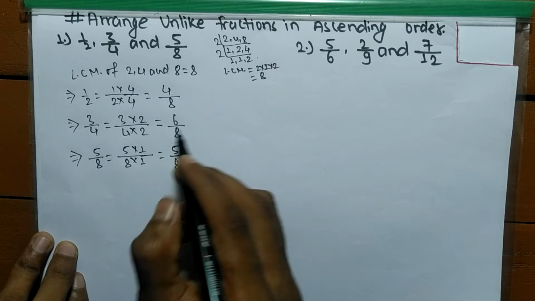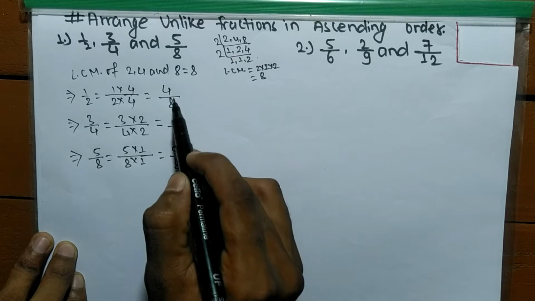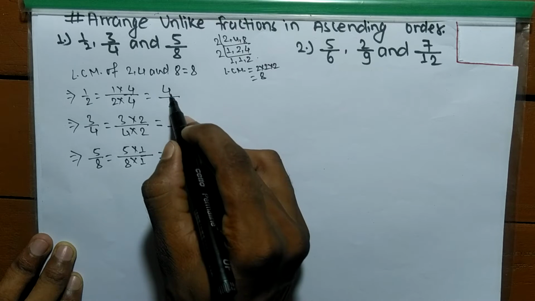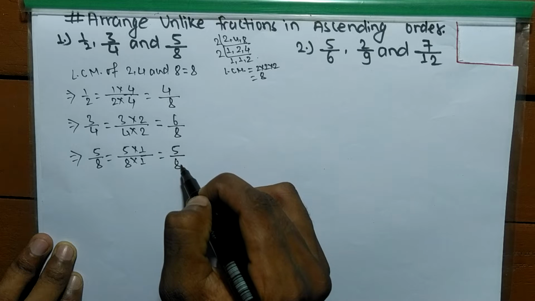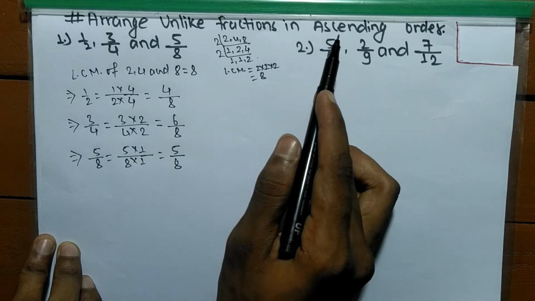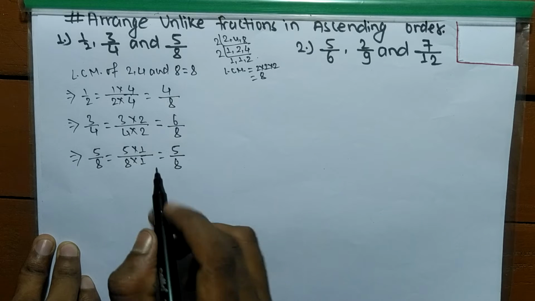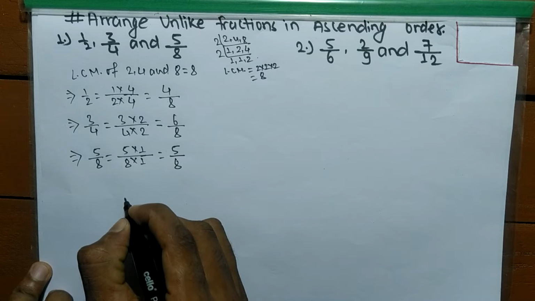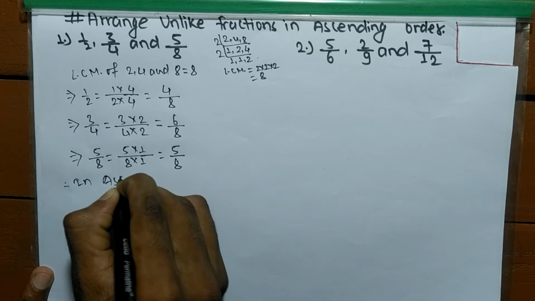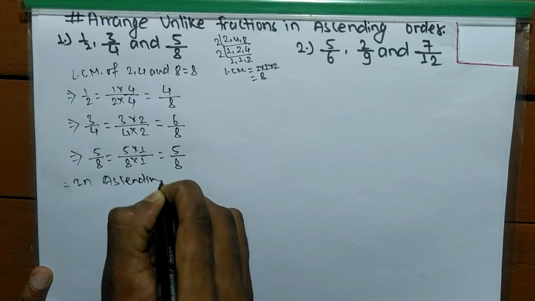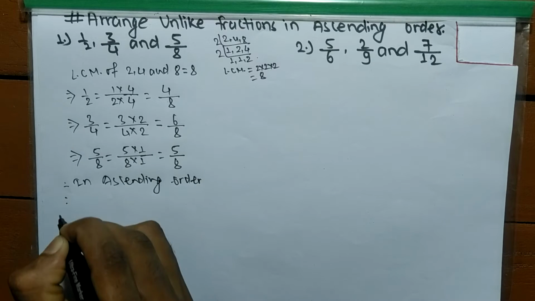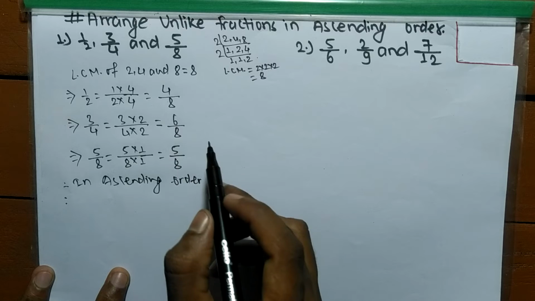So we have converted all these unlike fractions into like fractions. Here the like fractions are 4 by 8, 6 by 8 and 5 by 8. Now we have to arrange these fractions in ascending order. Ascending order means arranging from smaller to greater one. So in ascending order we can write which one is smaller here.